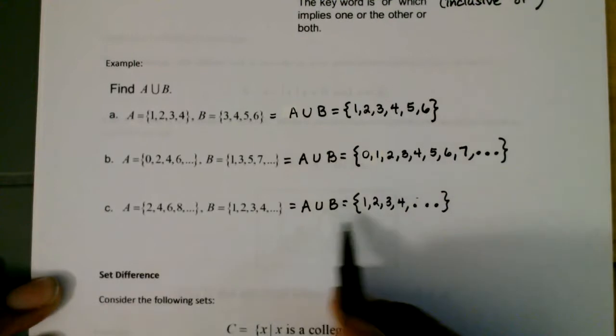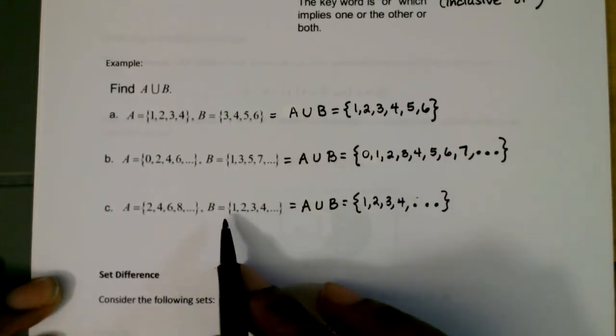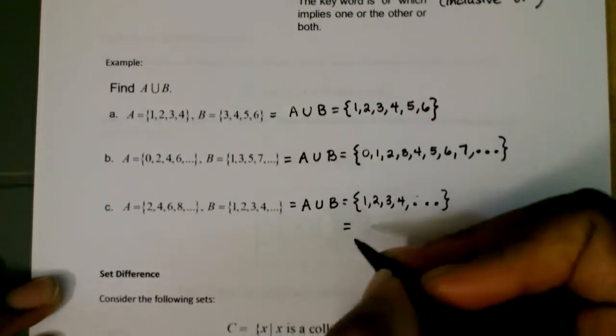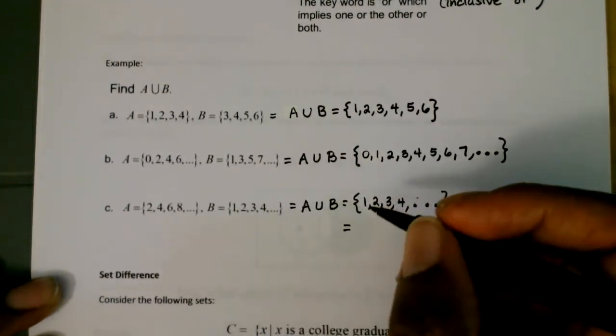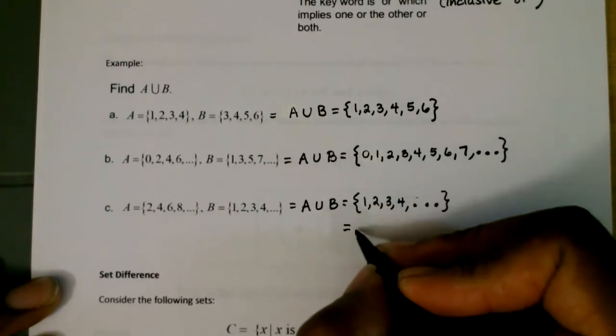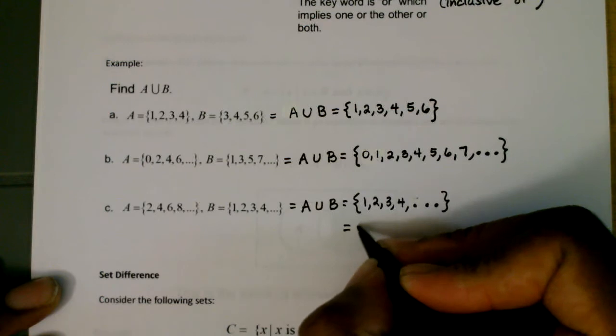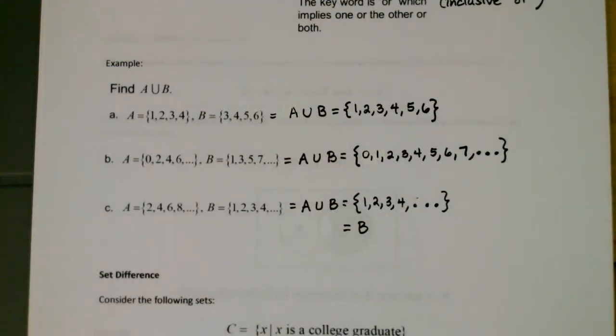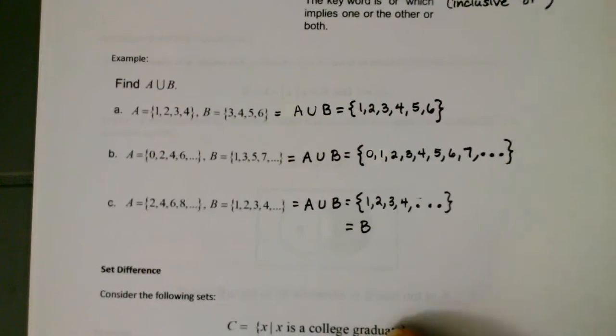But notice here, this is the same as set B. Okay, and since every element of A is in B, we can say here that the union of A and B will end up being set B. So that's how we find the intersection and the union of two sets.